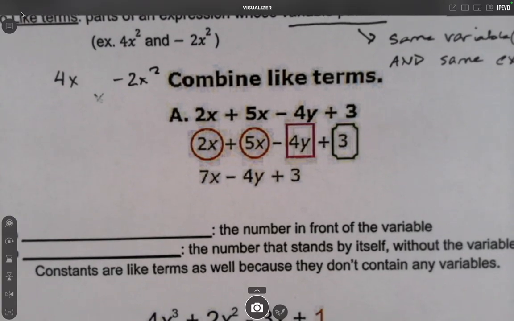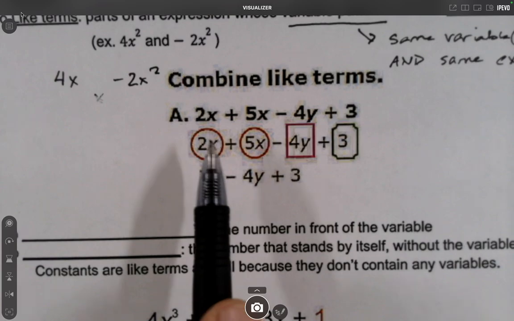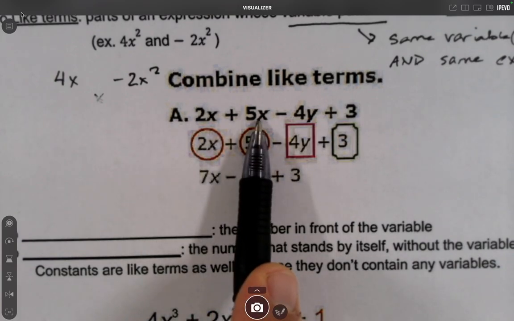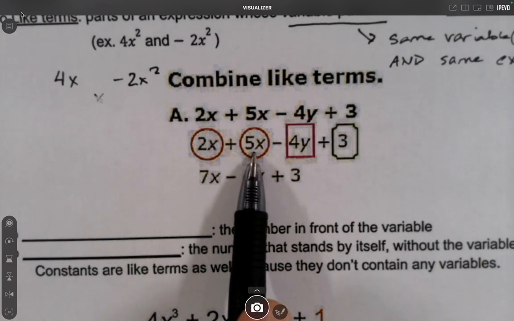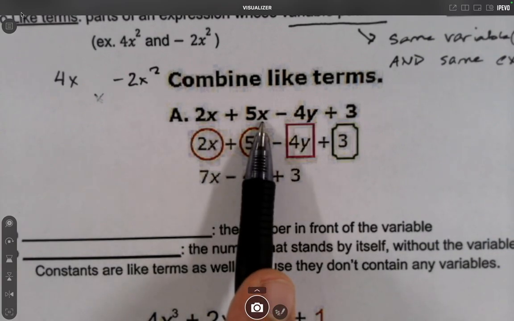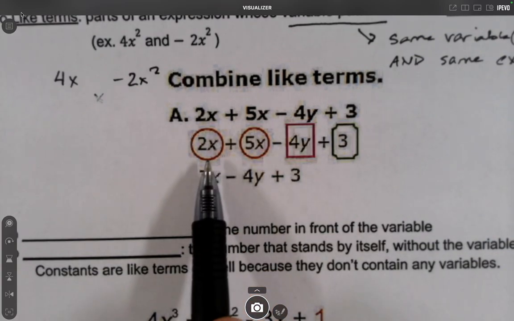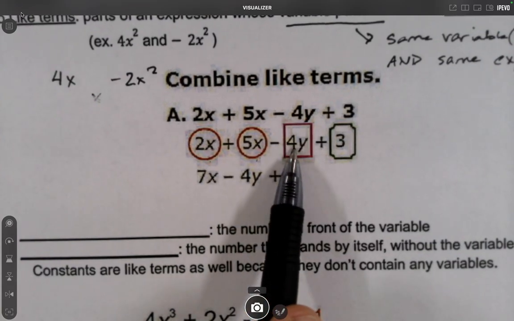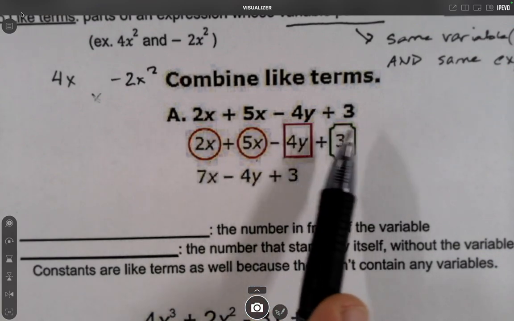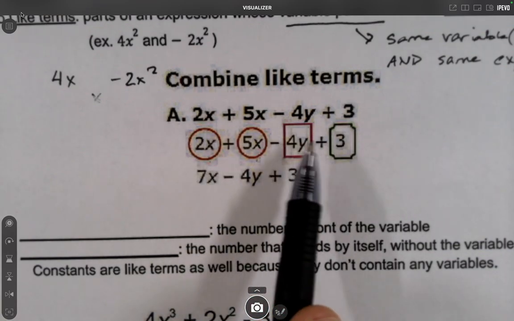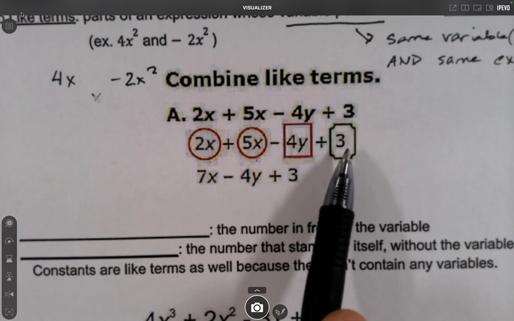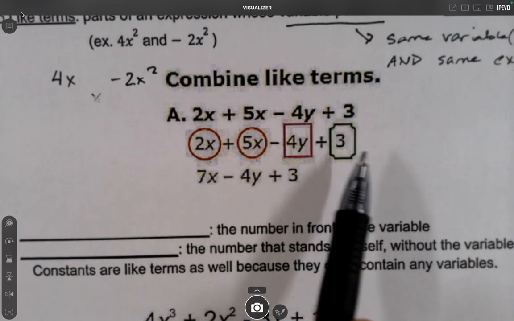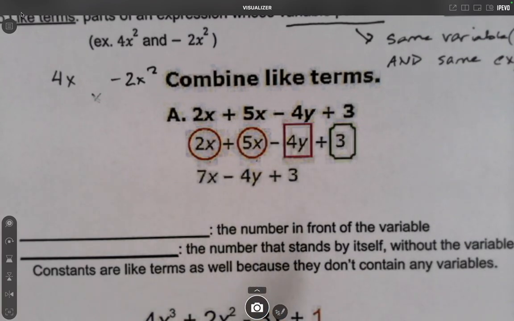So you'll often be told to combine like terms or just told to simplify. So as we see, 2x and 5x are like terms. That's why they're circled, because they both have the same variable pattern. They have x, and it's x to the first power in both of them. This term, 4y, has no like terms. There's no other term in this expression that has a y. 3 also has no like term. It's called a constant because it has no variable with it, and there's no other constants in this list of terms.